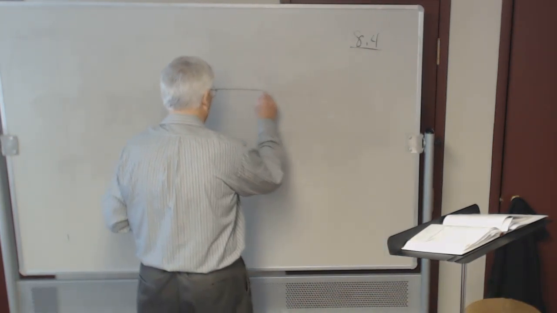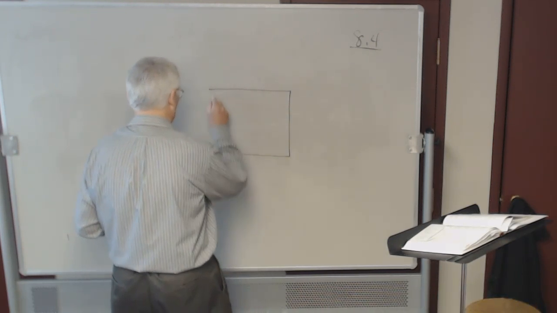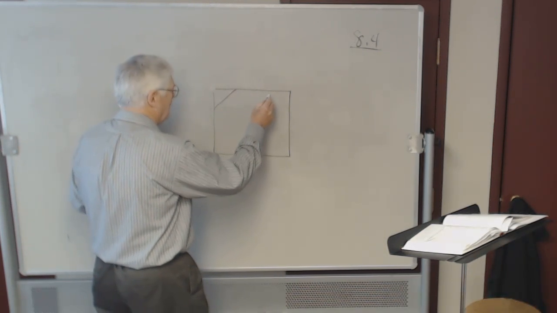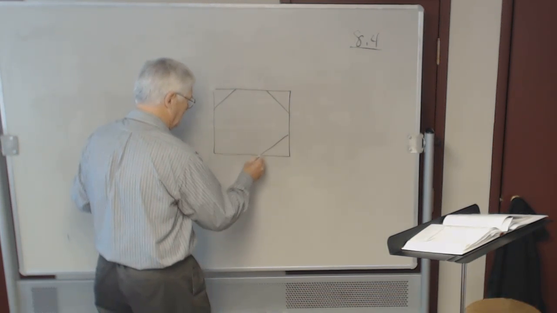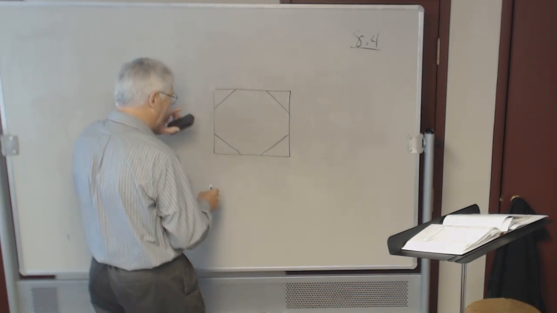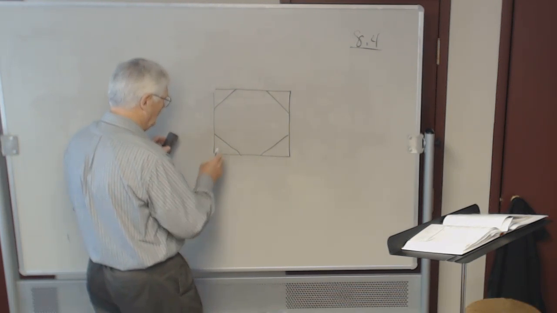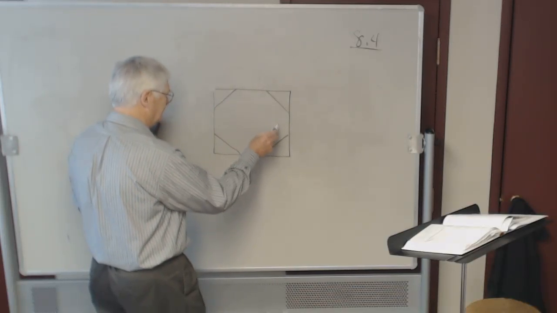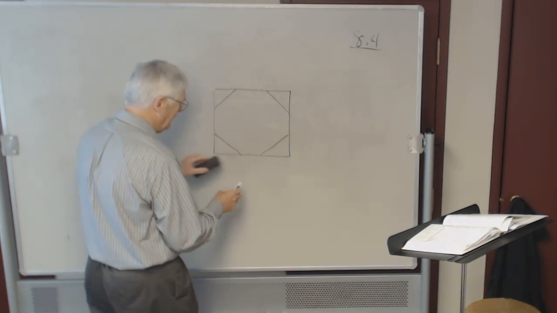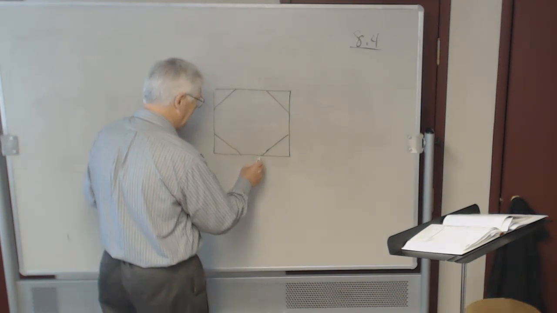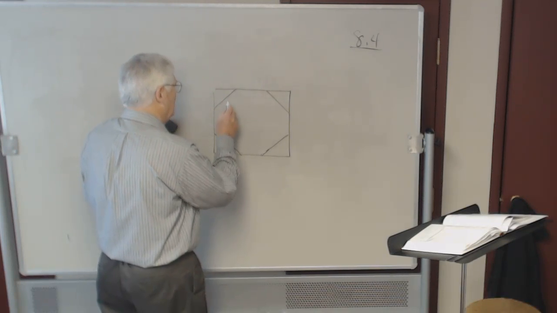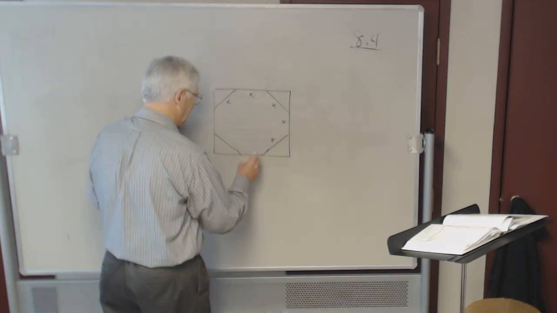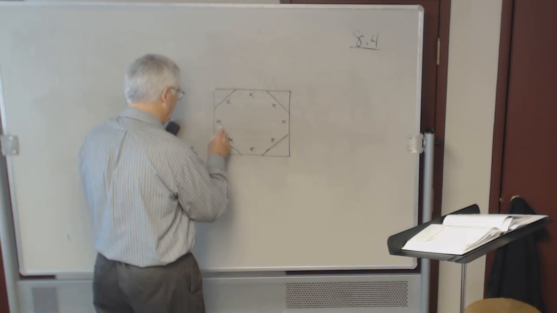I've got this square, and I'm going to form an octagon by cutting off the corners with little triangles. 1, 2, 3, 4, 5. 1, 2, 3, 4, 5, 6, 7, 8. I got 8 sides, and even if the picture doesn't look like it, this is an octagon, so this is X, X, X. All these sides measure the same. You follow me?